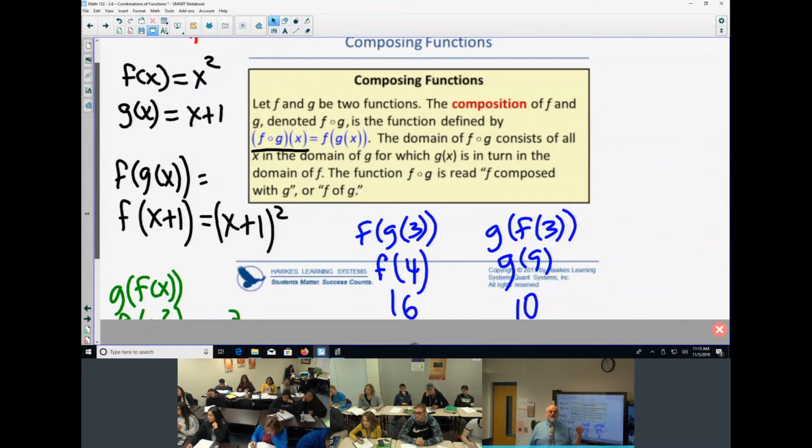So you've got to make sure you do it in the right order. So you plug into the function nearest the number first, then work that out, and then plug that into the outside function. Okay? All right, so go ahead and try practice 2A. Both of those problems.